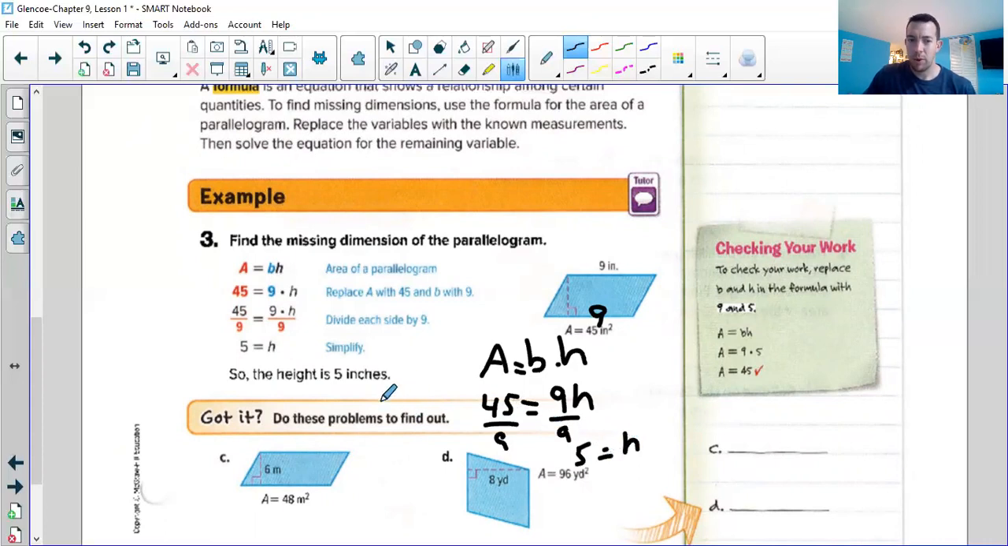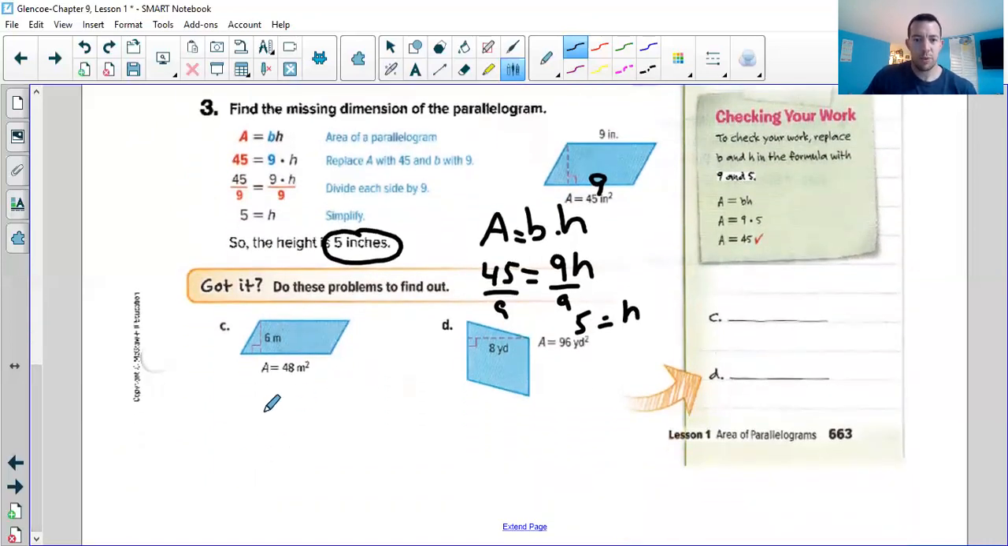Here's where we have to be aware also. My height is 5, and we're talking inches here. So 5 inches, not inches squared. Only the area is in square units. The base and the height are just regular inches. So let's do one more example down here.